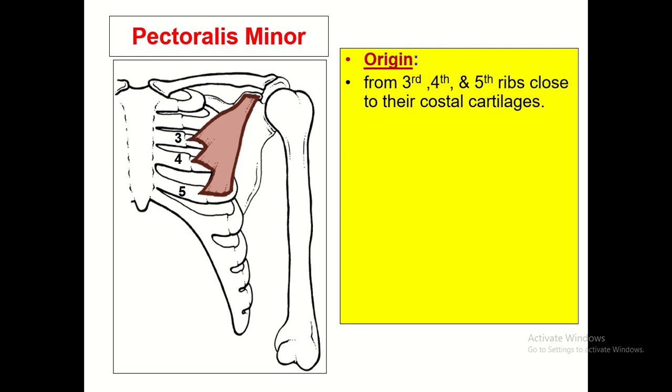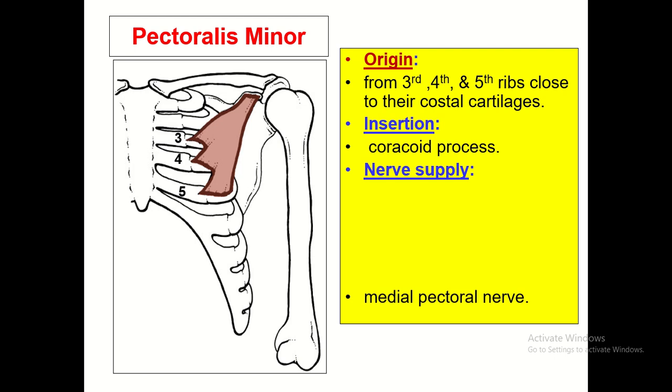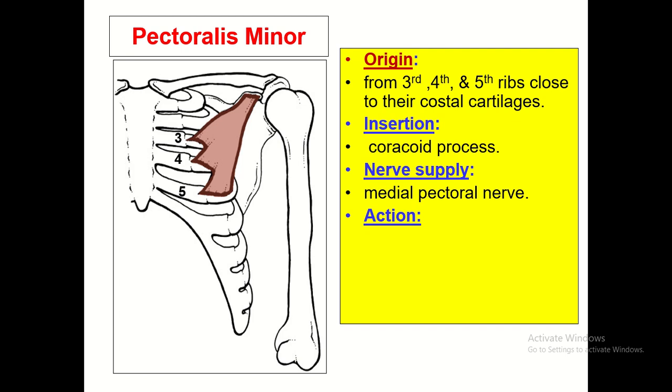So the origin is from the third, fourth, fifth ribs close to their intercostal spaces. Insertion, the coracoid process of the scapula. Nerve supply. So you have to take note of this. The pectoralis major is supplied by two nerves, the lateral and medial pectoral nerve. But as for the pectoralis minor, it is innervated by the medial pectoral nerve. Right? Action. What is the action?